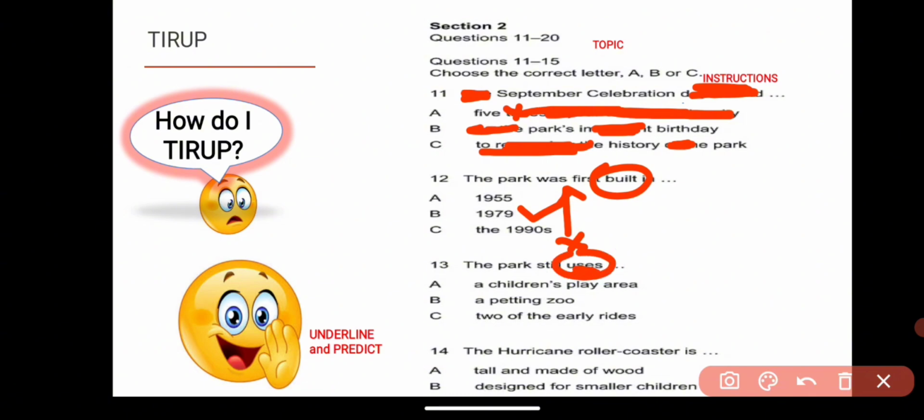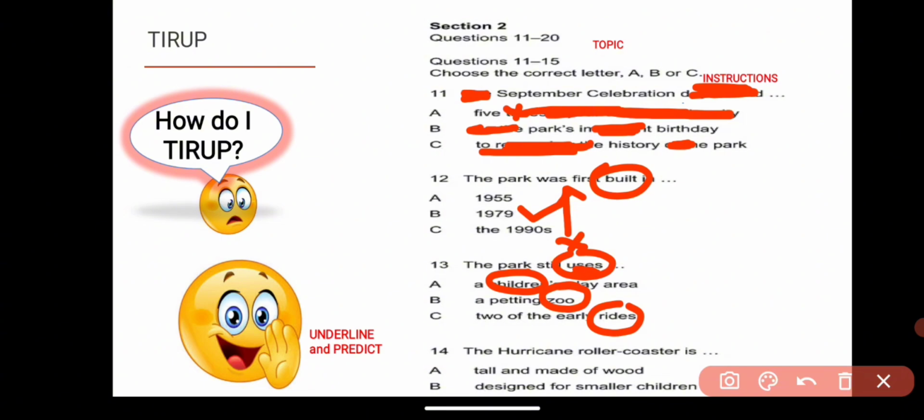Now, the park still uses. What thing do they still use? Uses. That is the keyword they use. What are they still using? The children's play area. Is anything that has to do with the children? The petting zoo. Petting zoo. So are they still using the zoo? Two of the early rides. Is it a ride that they are using?